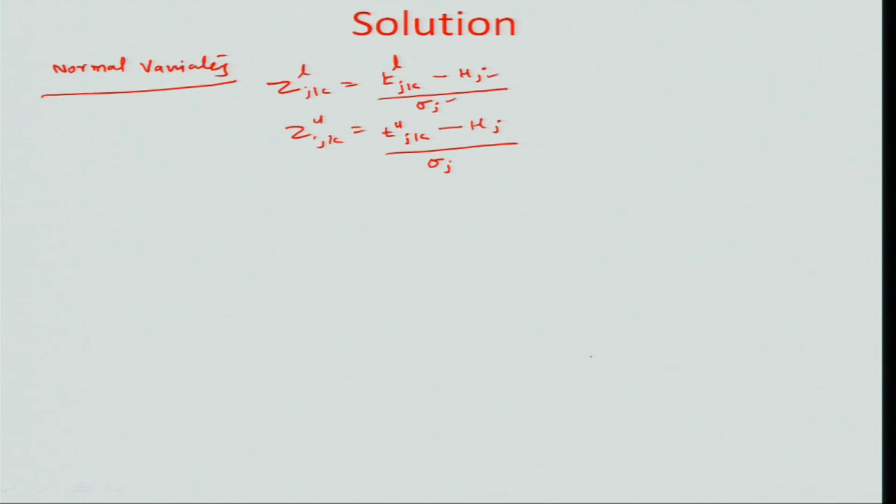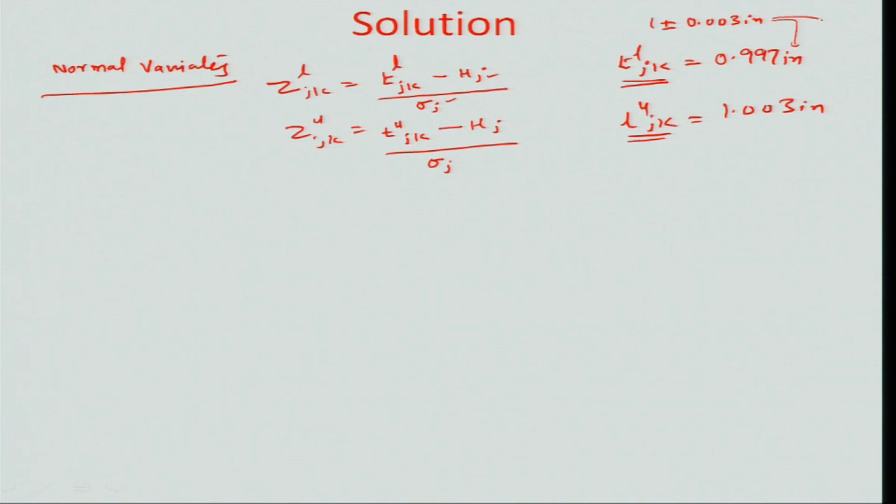The various values recorded in the question are as follows. The range of variation of the diameter is 1 plus minus 0.003 inches, meaning the upper and lower tolerance specification limits are recorded as 1.003 inches and 0.997 inches. That is 1 plus 0.003 as the upper limit and 1 minus 0.003 as the lower limit.